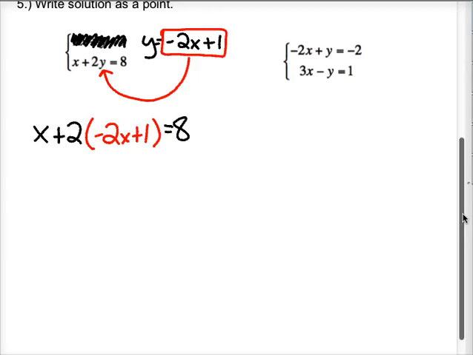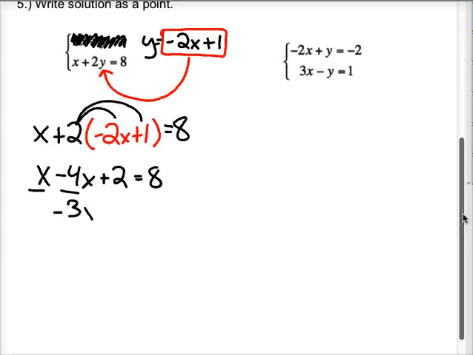All right, and again, now it's just like what we were doing yesterday. So I'm going to distribute that 2 to both terms. And I'm sorry, I shouldn't have written a plus so quickly, because that is going to be a minus 4x plus 2. X minus 4x is a negative 3x. Subtract the 2 off from both sides. And divide by negative 3. And I get my solution of x equals negative 2.